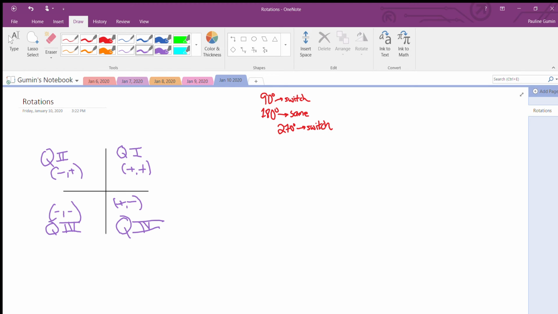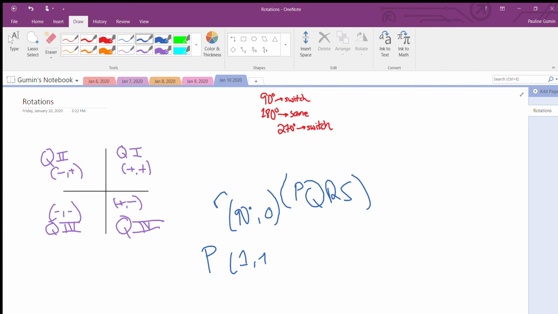Okay, so let's begin with a rotation. Let's pick a different color. Rotation of 90 degrees about the origin of PQRS. And don't worry, I will give you the originals for P, Q, R, and S. The original point P, the original Q, the original R, and of course the original S.